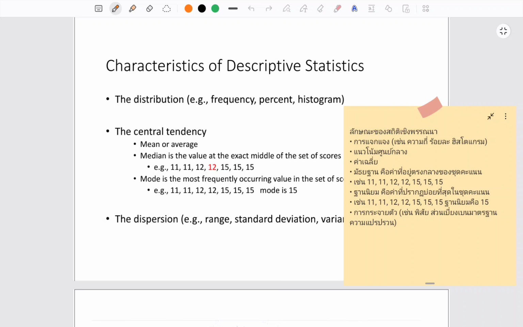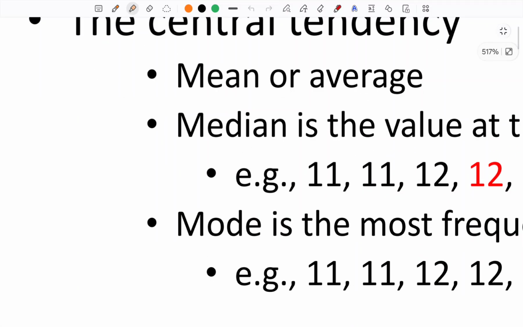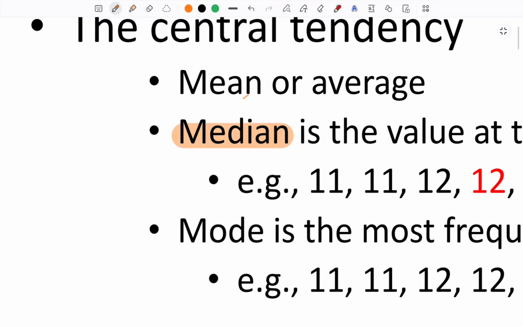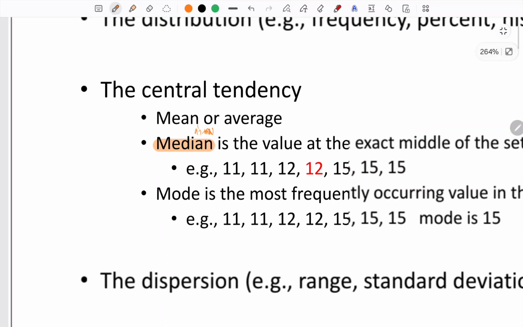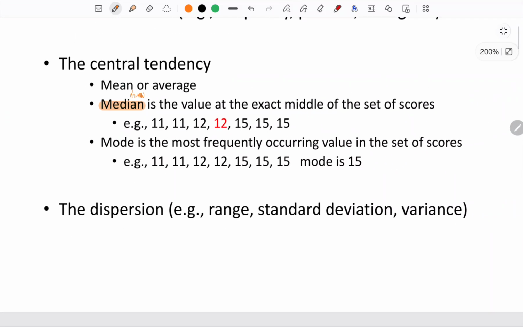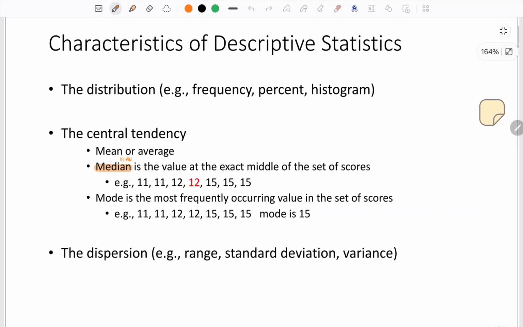Okay, and the second type of data that you can use descriptive statistics to analyze is called the central tendency, which are the mean or the average that we are already familiar with. The second one is the median. Are you familiar with the median? Median is the value in the middle when you sort from the minimum value to the maximum value, and the value in the middle we call the median.